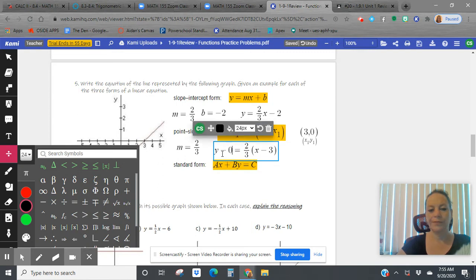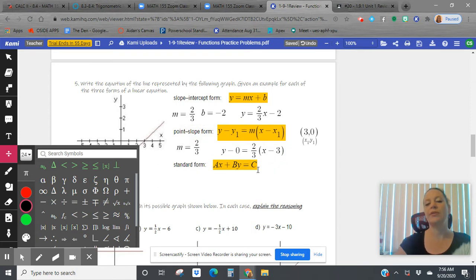Now remember that I don't really need a y minus 0. I could have just typed y. And if I distributed this 2/3 times x, 2/3 times -3, the 3's would cancel out, and I would still get 2/3 x minus 2, just like this equation up here. So my point-slope form can always simplify down to the same as the slope-intercept form.